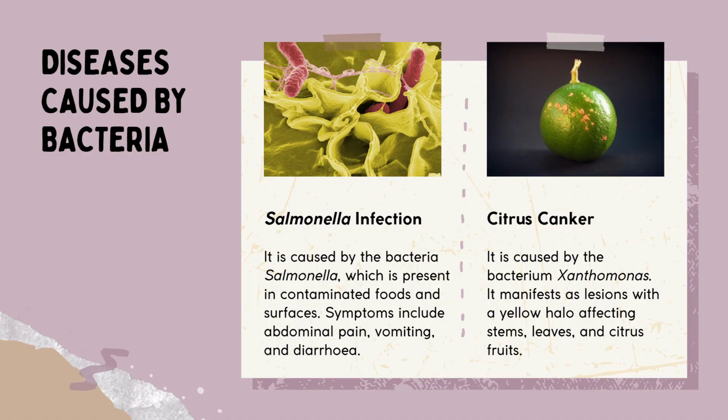Diseases caused by bacteria. Salmonella infection. It is caused by the bacteria Salmonella, which is present in contaminated foods and surfaces. Symptoms include abdominal pain, vomiting, and diarrhea. Citrus canker. It is caused by the bacterium Xanthomonas. It manifests as lesions with a yellow halo affecting stems, leaves, and citrus fruits.